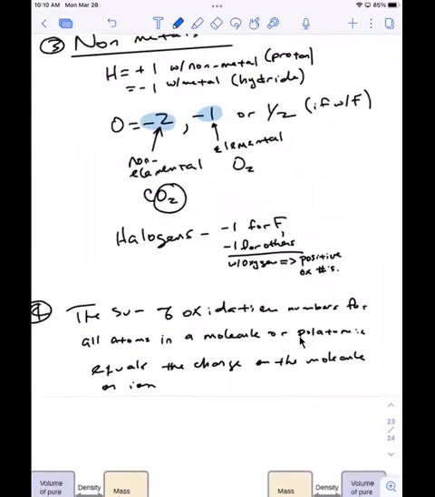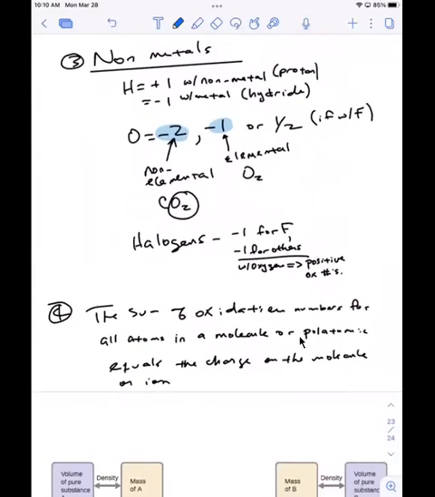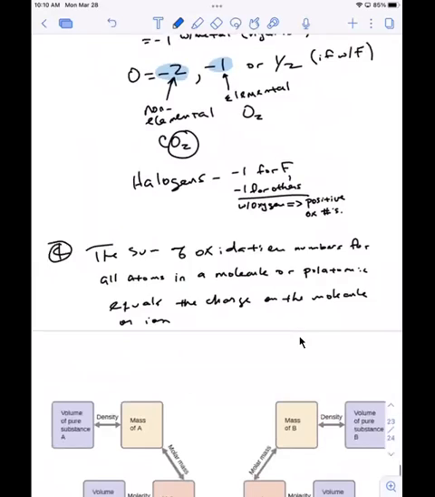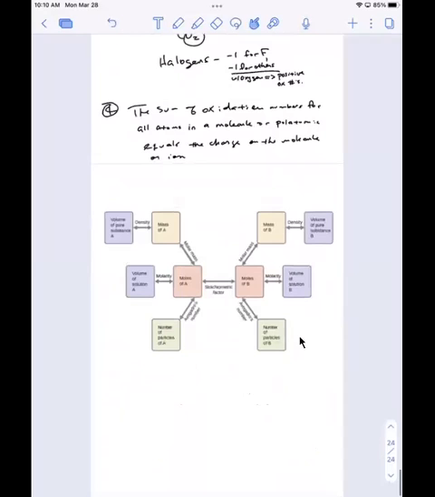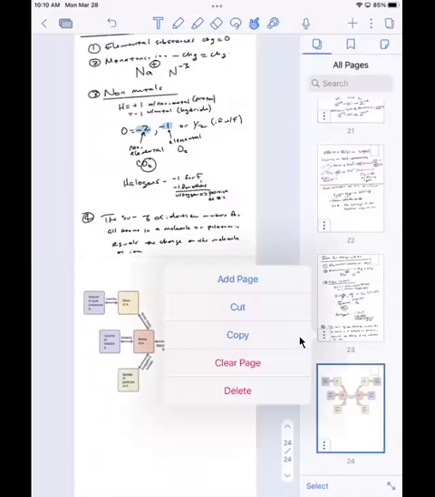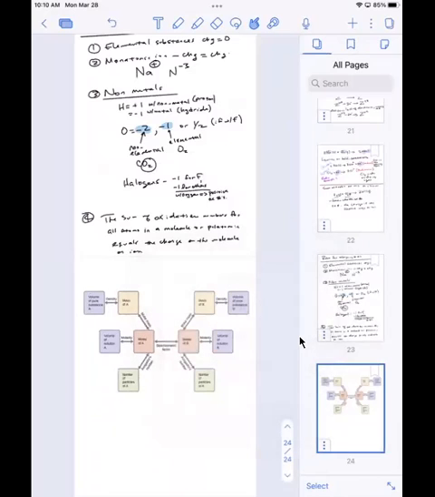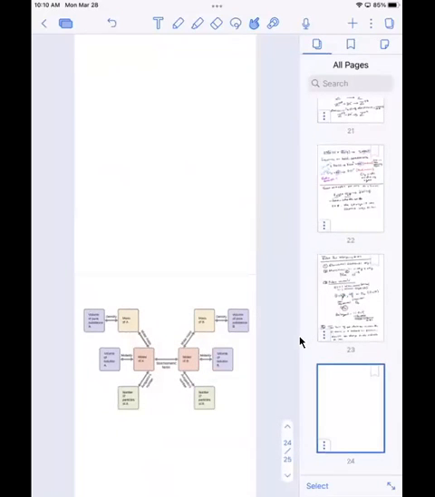If it's a non-metal, then the hydrogen can be a proton or a hydride, depending on the situation. Oxygen normally is -2, -1 or -1/2. And then the sum of your oxidation numbers for all your atoms in the molecule is equal to the charge on that molecule, right? So let's do some examples here where we calculate oxidation numbers. And this is, again, a skill set that you're going to carry over to the next part of this section, which is dealing with redox reactions and balancing redox reactions.